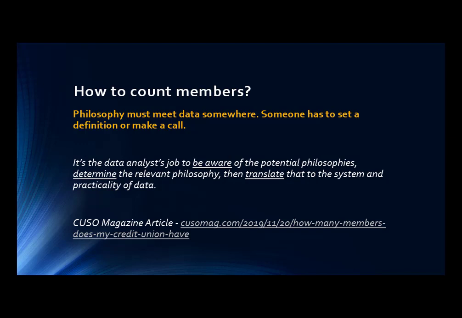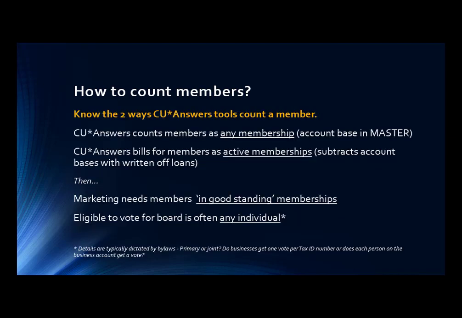That's worth taking a look if you have some interest in just reading some more on what some asterisk intelligence folks have to say about that topic. And as I said earlier, I kind of got a little bit ahead of myself when I talked about how the core counts a member, but we'll summarize it again for you here. There are those two ways that CU Answers tools count a member. And it's not the two paths I laid out earlier, although that one tool does give you the count by social, as well as a count by account base, right?